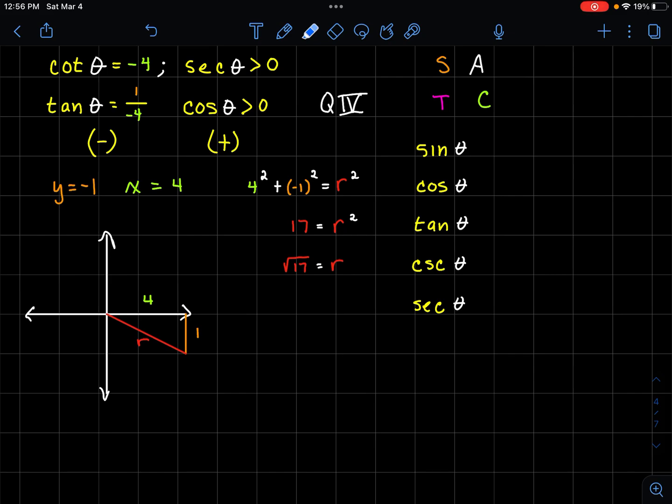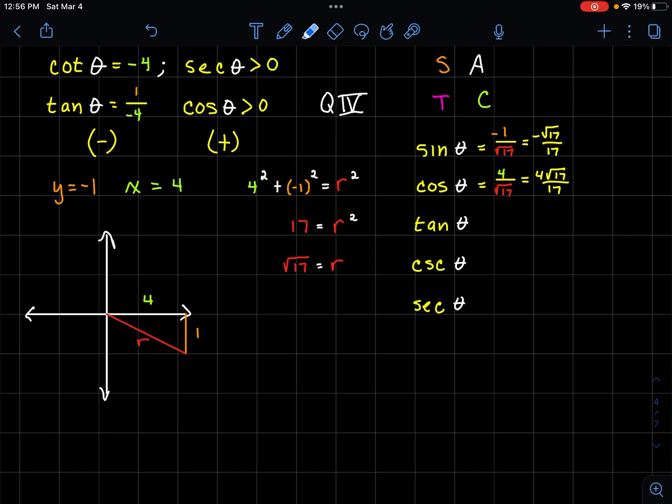Go back in, let's find the sine. The sine value is y over r. So here is our ratio. We need to rationalize that fraction to give us negative square root of 17 over 17. Moving on to cosine, we need the x over the r, or in other words, 4 over square root of 17. Rationalizing that fraction will give us 4 square root of 17 over 17.